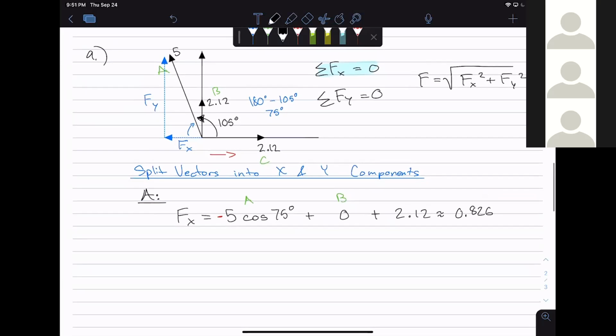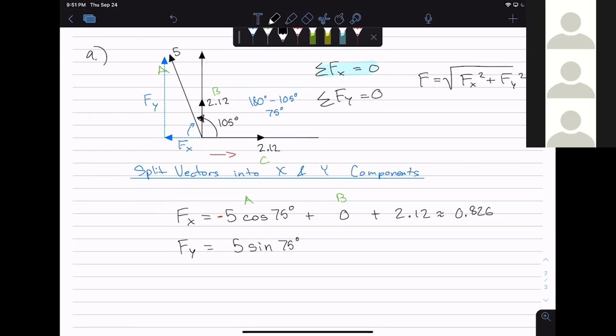All right. Moving on. Now we have to get the sum of the vectors in the y direction. Same thing for A: we're going to take that magnitude and do the sine this time, the sine of that angle, which is 75.